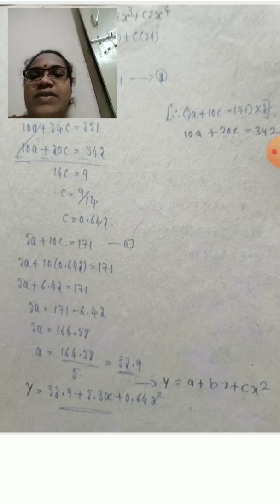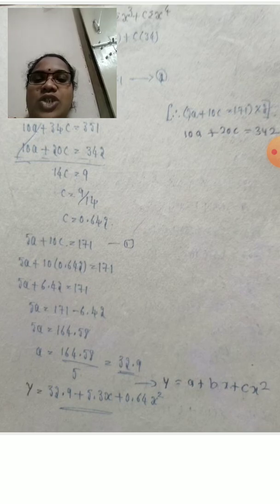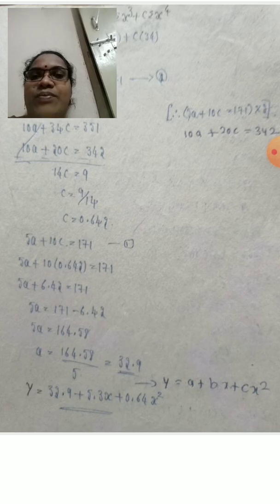5a equals 171 minus 6.42. a equals 171 minus 6.42, that is 164.58. a equals 164.58 by 5, that is 32.9. Now y equals a plus bx plus c x square. Y equals a is 32.9, plus b is 5.3x, c is 0.642 x square.